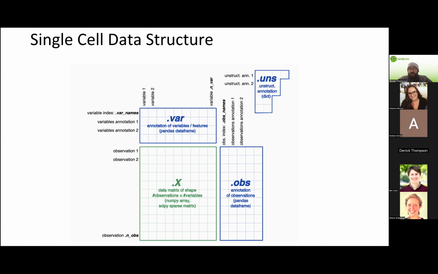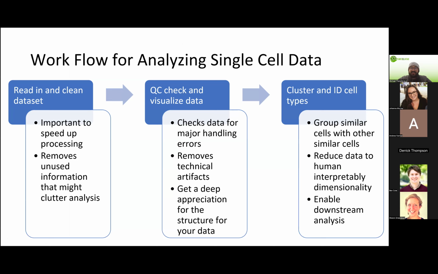So if you're working in Seurat, this is going to be flipped. So your observations will be on top and your variables will be on the side of it. And this is kind of a very unfortunate difference between Seurat and ScanPy that it's good to be aware of. So what does the workflow for single cell data look like?